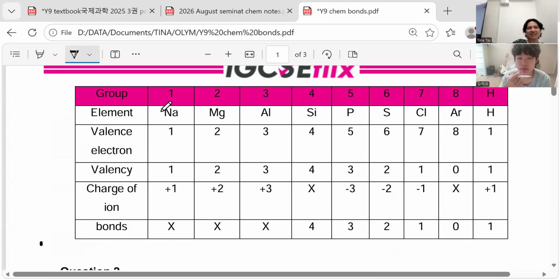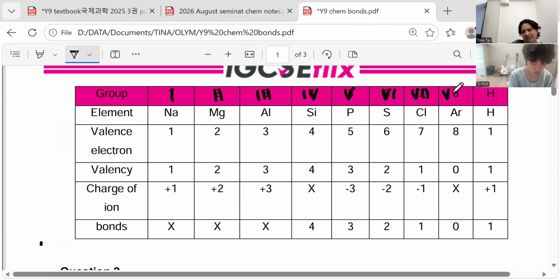In IGCSE, if you're talking about group one, group two, group three, you have to write Roman numbers. Because if you're writing normal numbers, it is actually 1, 2, 3, 4, 5, 6, 7, 8, 9, 10 until 18. If they write like that, the numbers actually go all the way to 18. It's not wrong. It's two different ways of doing the periodic table.